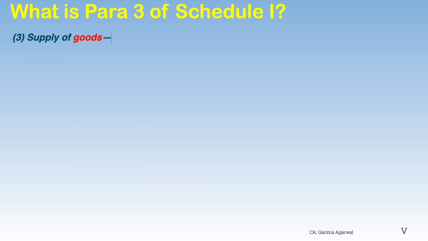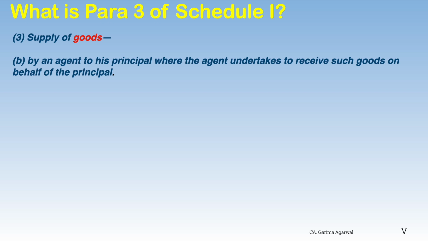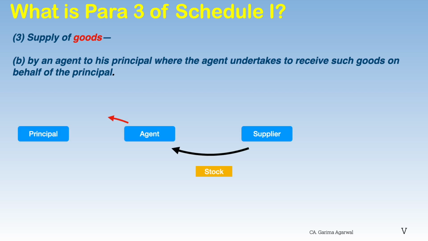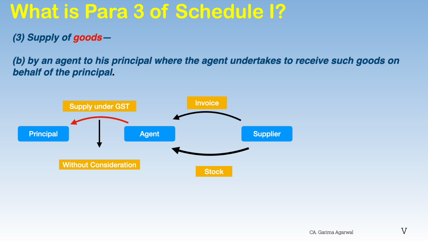And let's read another provision, B. Supply of goods by an agent to his principal, where the agent undertakes to receive such goods on behalf of the principal. Now it talks about the buying agent here. Agent receives goods for principal. The agent must receive the goods and not just arrange delivery here. The receipt must be on behalf of the principal. That is, the agent takes physical or constructive possession before passing it to the principal. So Para 3B was specifically provided here to capture reverse scenarios like a procurement agent who buys raw material locally for an overseas principal.